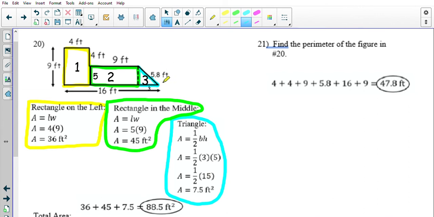Again, don't assume because a number is there you have to use it. I do not need that 5.8 at all here. So we're going to add the 36 from the rectangle on the left to the 45 from the rectangle that's in the middle to the 7.5 from the triangle to get a total area of 88.5 feet squared.